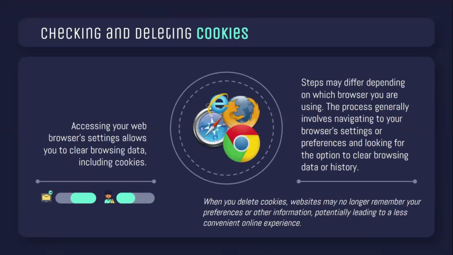Checking and deleting cookies. Accessing your web browser settings allows you to clear browsing data, including cookies. Steps may differ depending on which browser you are using. The process generally involves navigating to your browser settings or preferences and looking for the option to clear browsing data or history. When you delete cookies, websites may no longer remember your preferences or other information, potentially leading to a less convenient online experience.